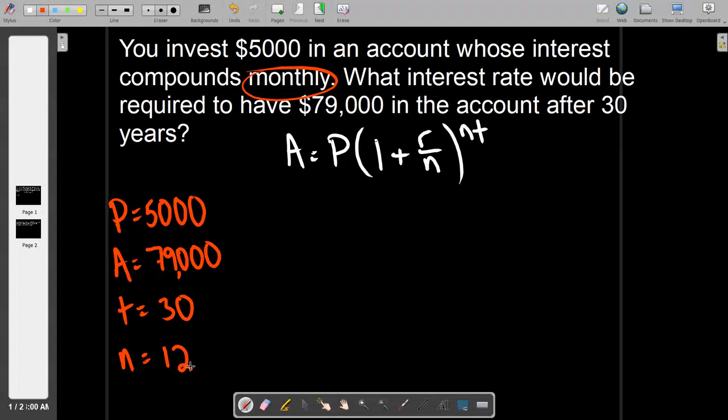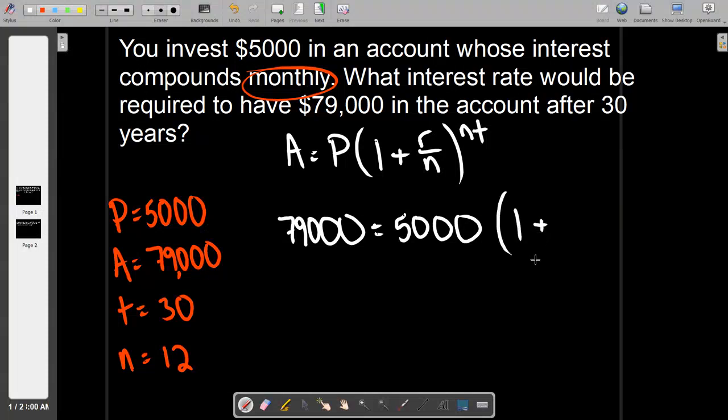So step 1 is always to plug the numbers into the formula and then take a look at it. So if we recopy that formula down, putting numbers in place of letters, we get 79,000 equals 5,000 times the quantity of 1 plus what? R over 12, good job, to the power of 360. Very good. Any questions so far?